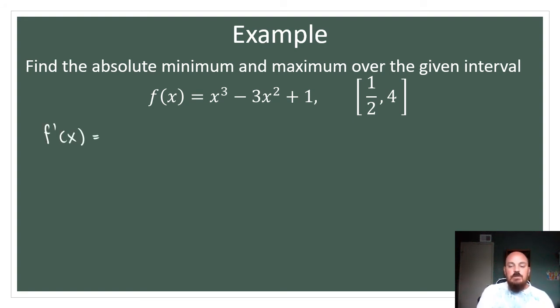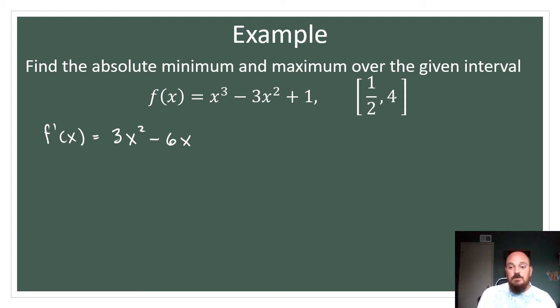The derivative work for this one's pretty straightforward. It's just power rule. So I multiply by 3 and lower that to x squared. On the second one, I multiply by 2. That would give me a 6 and lower that to x to the first. And the derivative of 1 is 0. It basically disappears. So there's my derivative, 3x squared minus 6x. It's never undefined. It's not a fraction, so I don't have to worry about a denominator or anything like that.